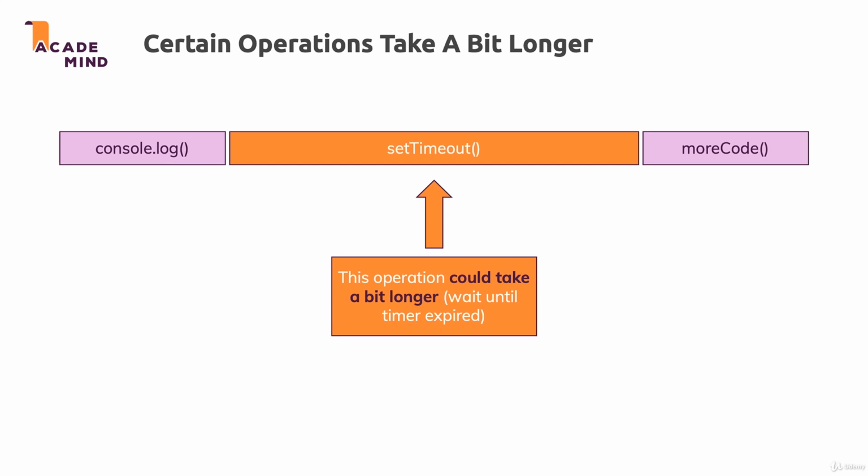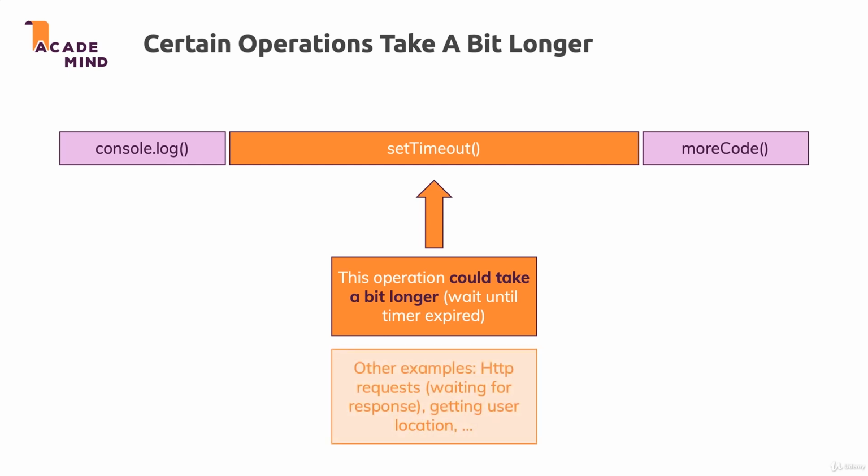Now we of course don't just have timers. Other examples could be HTTP requests you're sending, where you're maybe waiting for a response, something we'll have a look at in the next course module. Or you might be getting the user location. I scratched this when I introduced you to the navigator object earlier in the course.